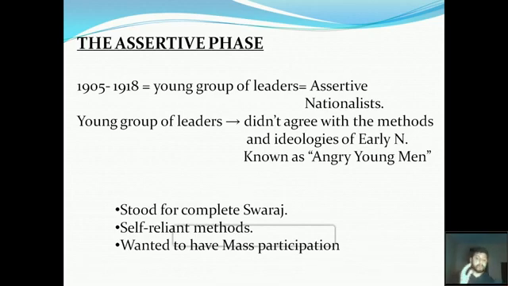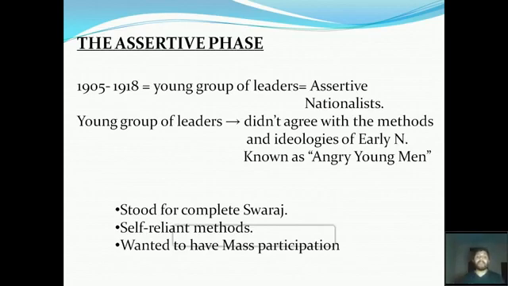That was the ideology they had about the freedom of our country. And they demanded self-reliant methods. They had their own methods. In the upcoming part of the chapter, we will come to know what different methods they introduced to achieve their goals. Some of the methods they followed were violent measures, but at the same time, they followed certain peaceful methods also. So they had self-reliant methods.